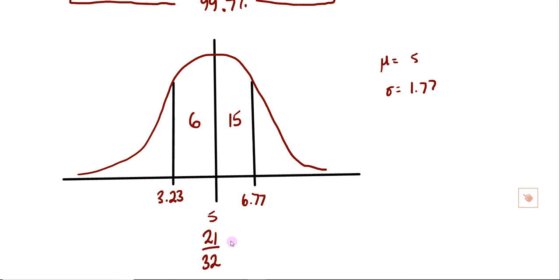How do I convert 21 out of 32? What do I get as a percentage? 65. Okay. What do you reckon? Are within one standard deviation. So we have 65.6% of our data within one standard deviation.